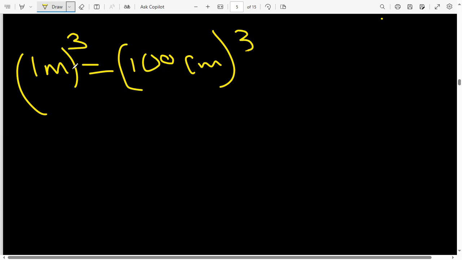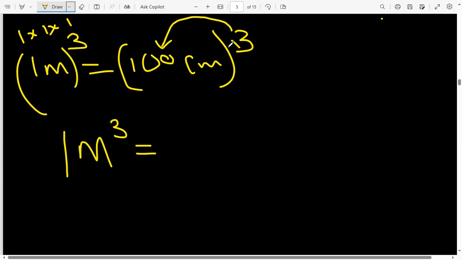So if you cube something, it means this power will go to the 1 and then it will go to the m. So 1 multiplied by 1 multiplied by 1, it still gives you 1. And then m multiplied by m multiplied by m, it gives you m to the power 3. Then this is equal to, okay, here, this power 3 goes to the 100. And then again, this power 3 goes to the centimeters here. Okay, so what are we going to have? We are going to have 100 to the power 3, and then centimeter to the power 3.